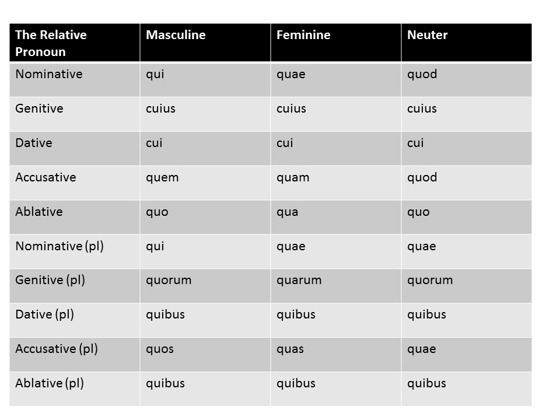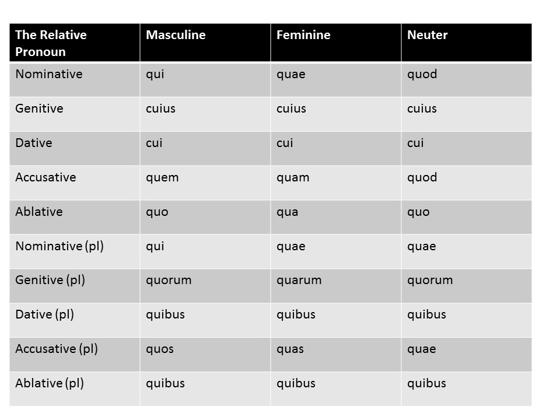Qui, quae, quod, cuius, cuius, cuius, cui, cui, cui, quem, quam, quod, quo, qua, quo, qui, quae, quae, quorum, quarum, quorum, quibus, quibus, quibus, quos, quas, quae, quibus, quibus, quibus. I'd encourage you to practice pronouncing that out loud on your own time.